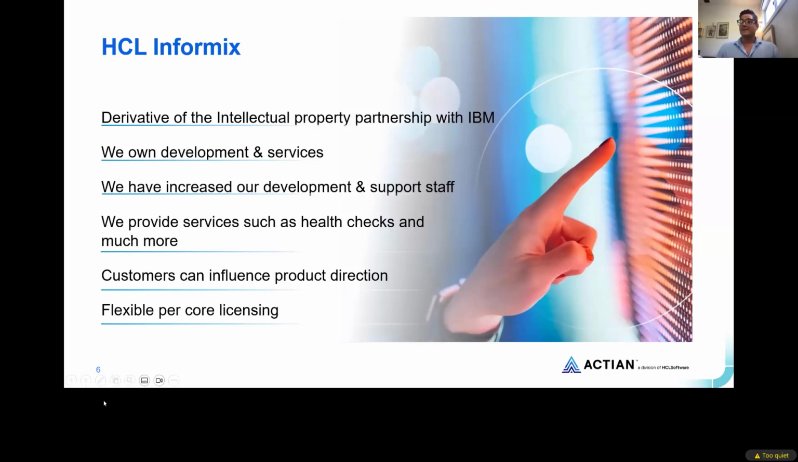One area that we are particularly passionate about here at Actian and HCL Software is customers being able to influence product direction. So by working with us on HCL Informix and becoming a part of that journey, we invite customers to be very close to the product direction, as Actian and HCL Software are responsible for the product direction of HCL Informix, and we really invite customers to tell us what they need and what functionality perhaps could be included in future versions.